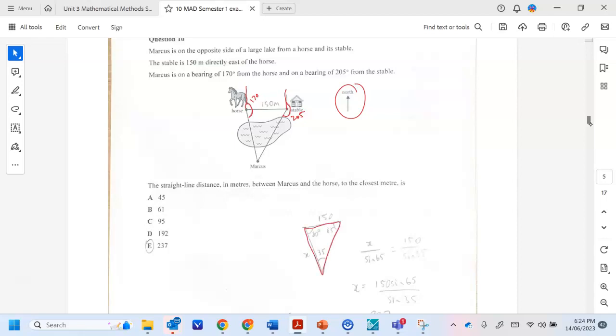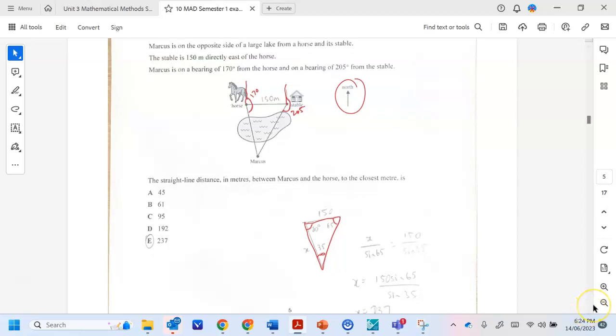Because the stable is east of the horse, these two angles are 80 and 65, because your north and your east line make 90 degrees. That gives this angle of 35, because all angles inside a triangle add up to 180. So then we can just use the sine rule to solve for the distance between Marcus and the horse.